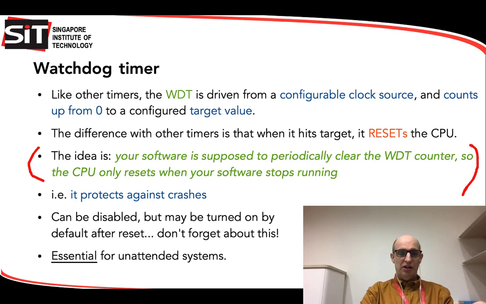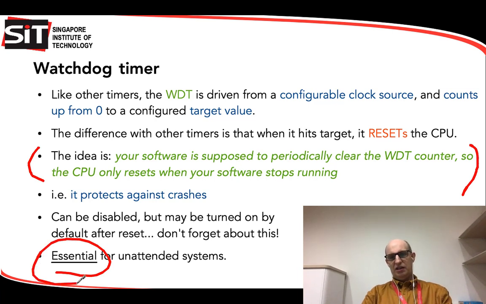And this is essential for unattended systems. I spent quite a large part of my life designing satellites. I designed the computers in Singapore's first satellite. And when you have a satellite in space, you can't really send an astronaut up to press a reset button when your satellite goes wrong. You need a watchdog timer to check your software. If it ever crashes, it will make sure it resets that satellite. It's probably one of the most important systems in there.